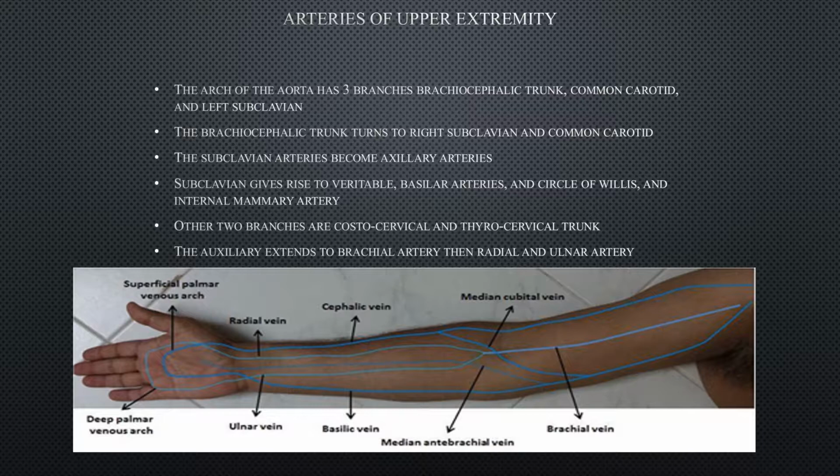The brachiocephalic is short and divides into the right subclavian artery and the right common carotid artery. The subclavian artery will extend laterally towards the corresponding upper extremity where it changes its name to the axillary artery. The subclavian will give rise to several branches.